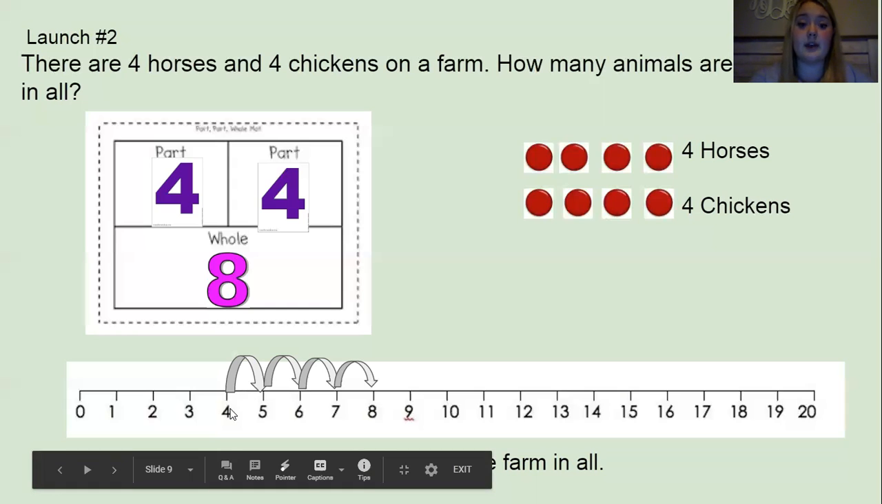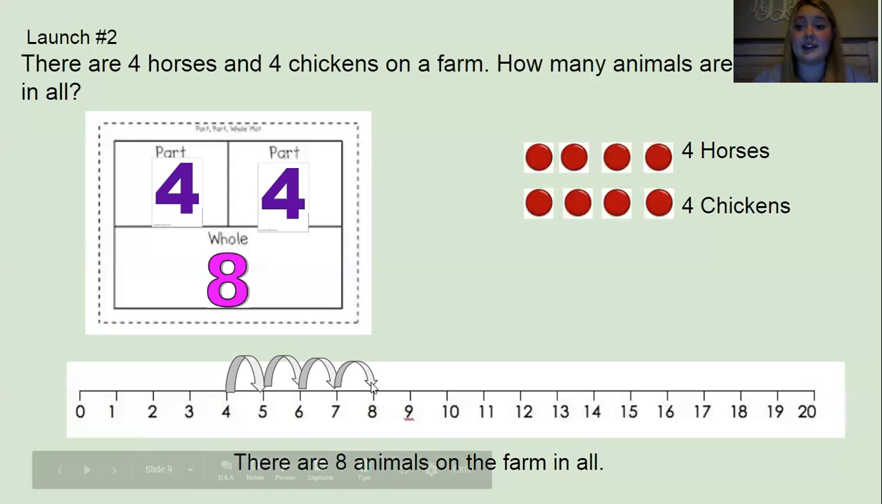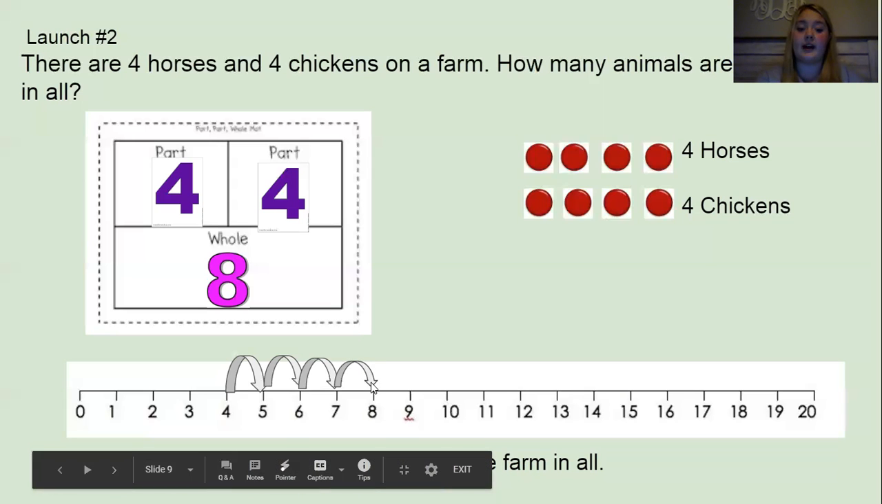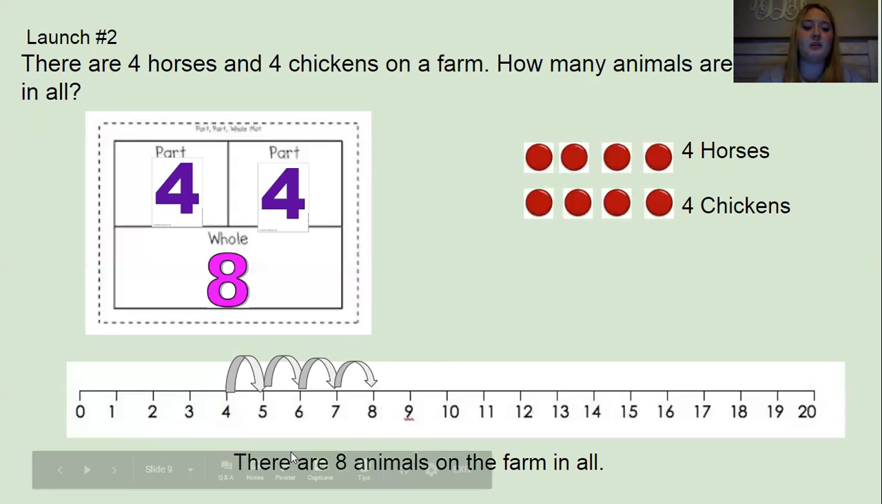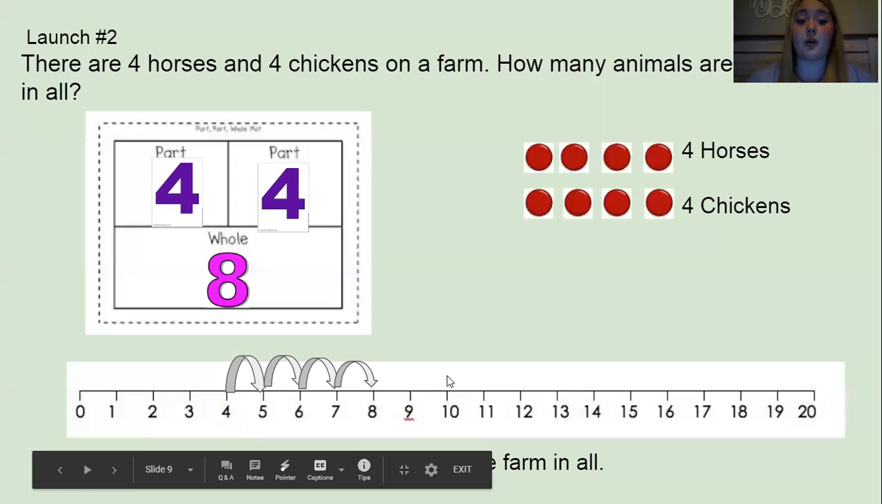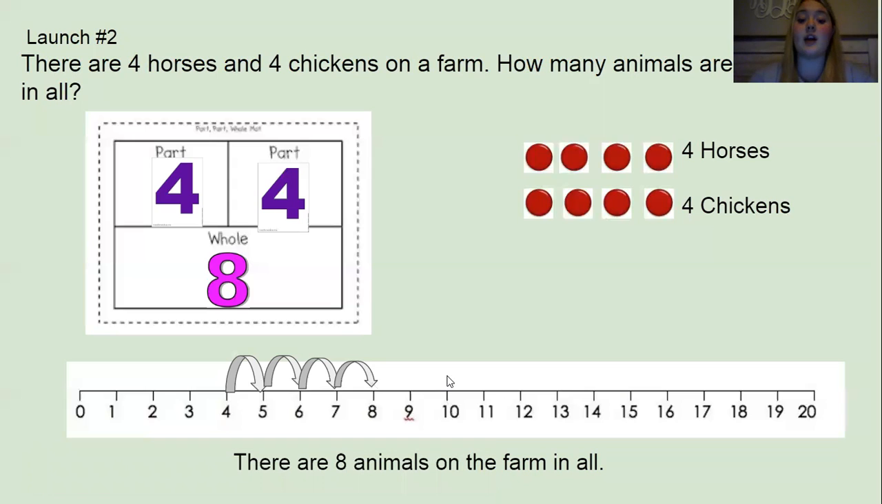Will you count the jumps with me? Are you ready? We're going to start at 4 and count 4 more jumps. So 4, 5, 6, 7, 8. We see that was 4 jumps on our number line. And just like with our other 2 strategies, when we solve it with our number line, we know that 4 plus 4 equals 8. So there are 8 animals on the farm in all. Great job. If you used any one of these strategies, great work. These are the ones that we've been practicing. If you used another strategy that we've been practicing and got the right answer, there are 8 animals in all, that's okay. Great work. I'm so proud of all of you.